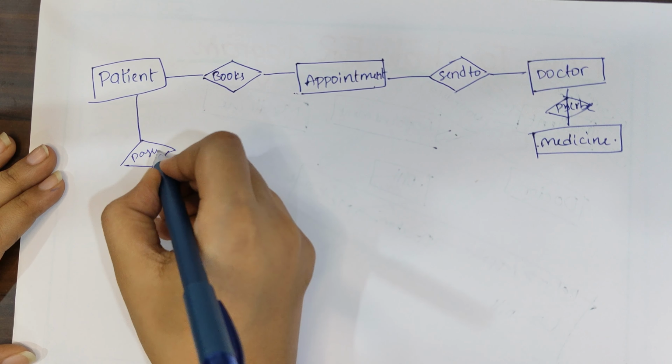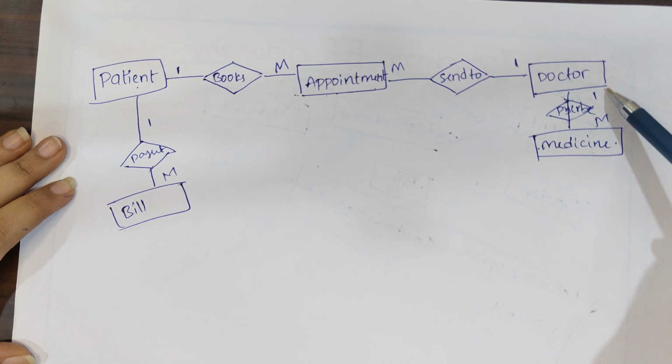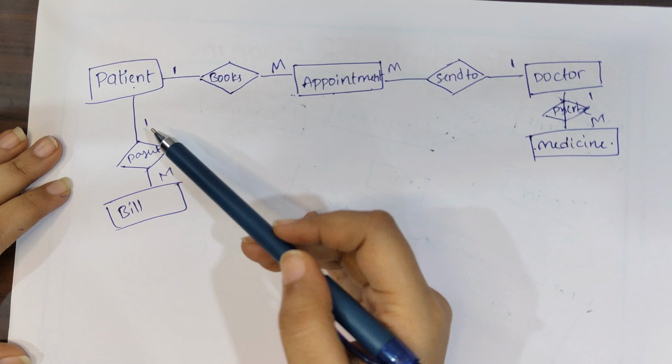And then the patient needs to pay the bill. Like one patient can pay many bills, right? So all these things will happen. This is the cardinality relationship between patient and appointment. Appointment and doctor will be many-to-one, and doctor to medicine will be one-to-many, and patient to bill will be one-to-many.